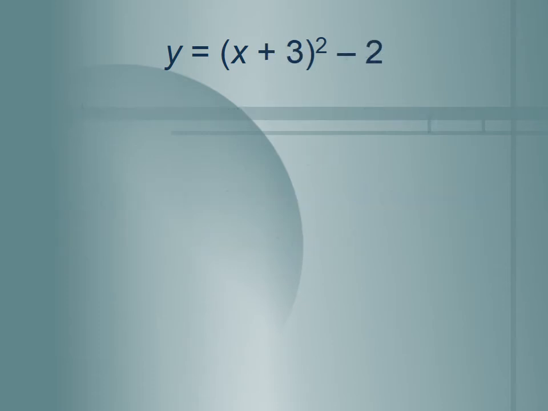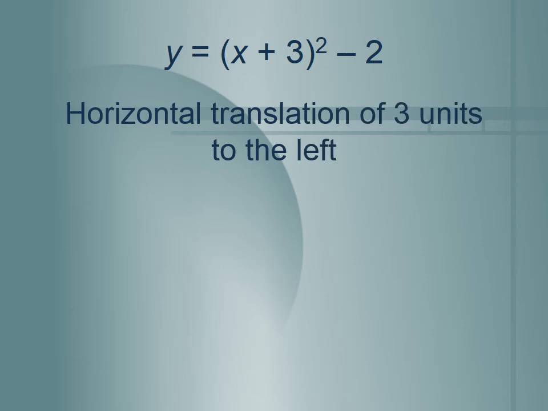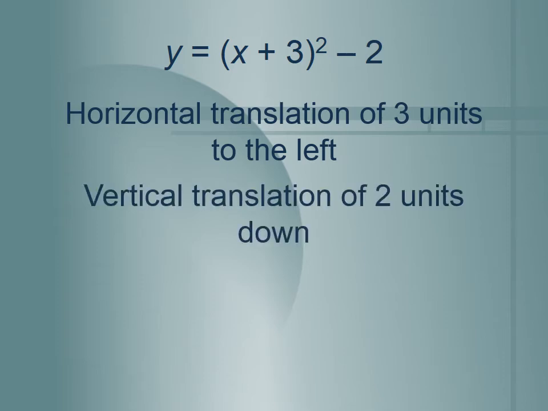Let's do another example. y equals x plus 3 squared minus 2. So this time we're going to move left 3 because our h value is plus 3. And then our k value is minus 2, so we're going to move down 2. And our vertex is going to become minus 3, minus 2. So again, your h value was plus 3, but remember for your vertex, it's the opposite sign. So it's going to become negative 3. However, the k value doesn't change. It's going to stay negative 2.